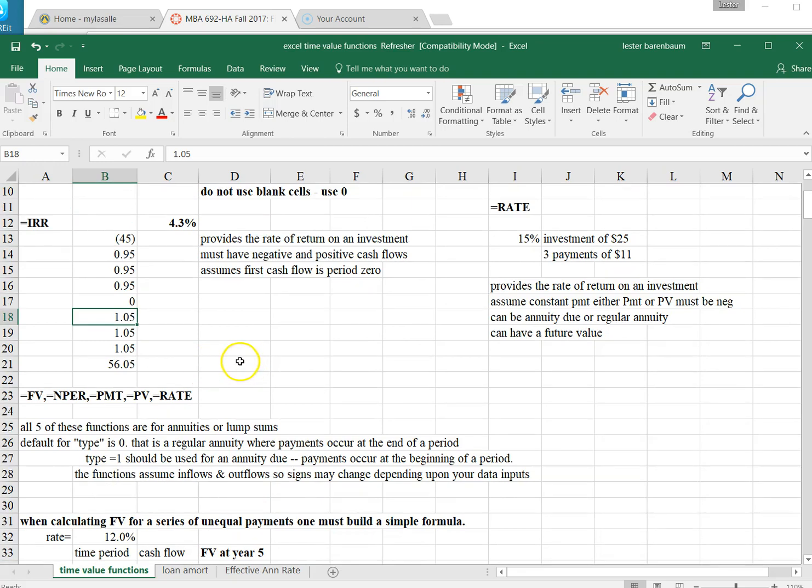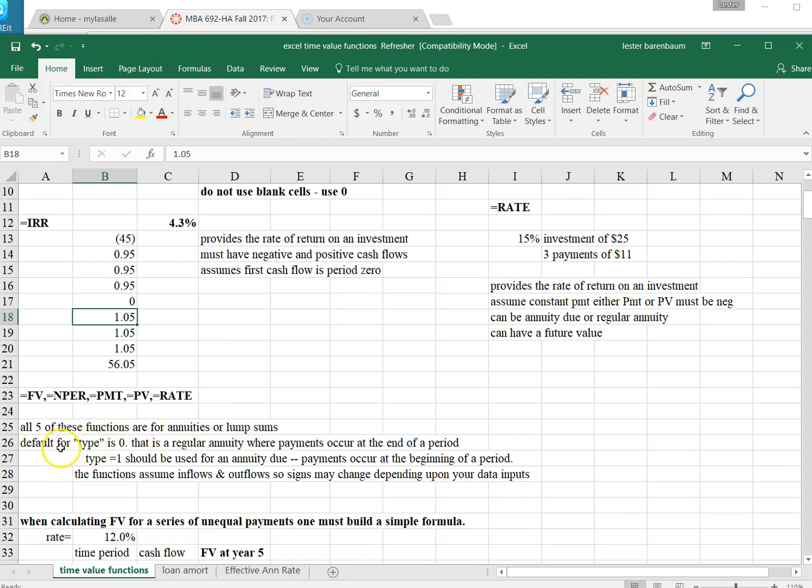Other functions in Excel for time value are future value, number of periods, payment, present value, and rate. All of these functions are for annuities or lump sums. That is, the cash flows over the life of the investment are the same, or just having a present value and future value.